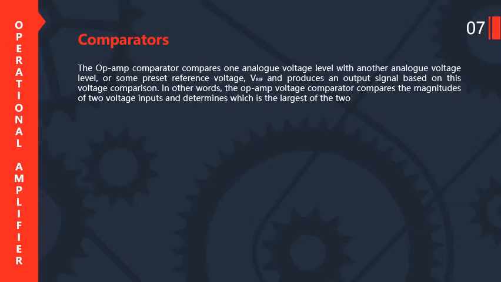The operational amplifier comparators compare one analog voltage level with another analog voltage level, or some preset reference voltage V reference, and produce an output signal based on this voltage comparison. In other words, the operational amplifier voltage comparator compares the magnitude of the two voltage inputs and determines which is the largest of the two. तो कंपैरेटर नाम से समझ में आ रहा है, दो सिग्नल को कंपेयर करना है और कंपैरिजन करने के लिए हम कंपैरेटर सर्किट का यूज करते हैं.